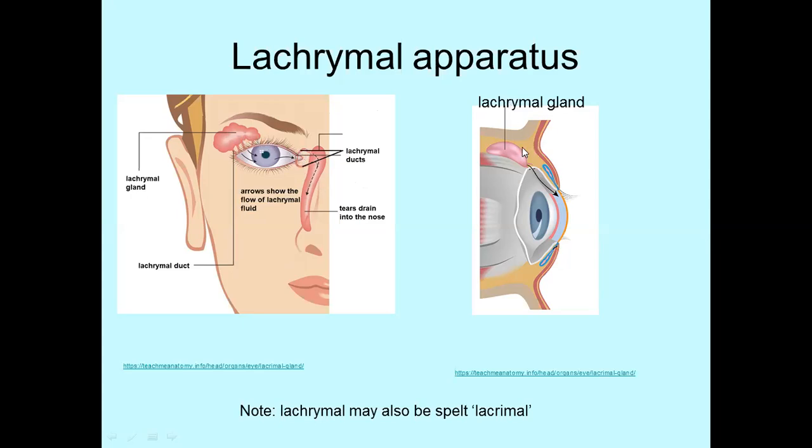And you can see here in this picture, there's a lachrymal gland. It's underneath the upper eyelid. Okay, and please note that lachrymal, see at the bottom here, can also be spelled L-A-C-R-I-M-A-L, but I'm not into that, and I would prefer you if you spelled it this way.